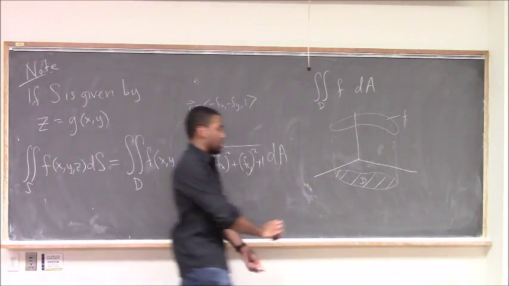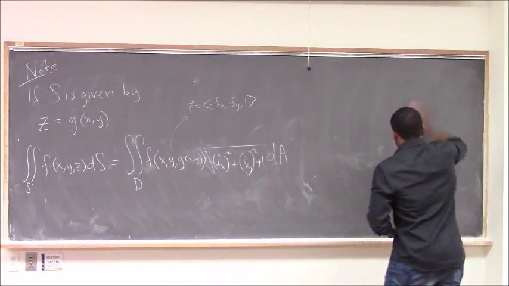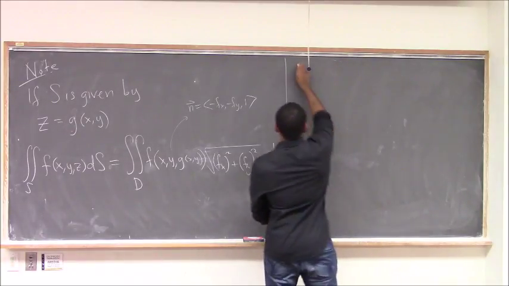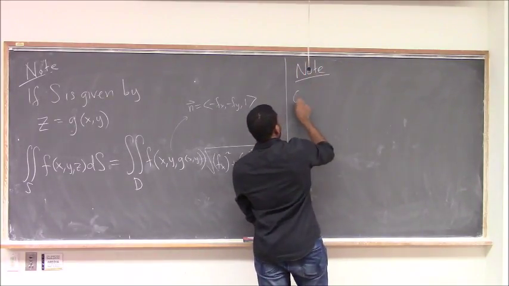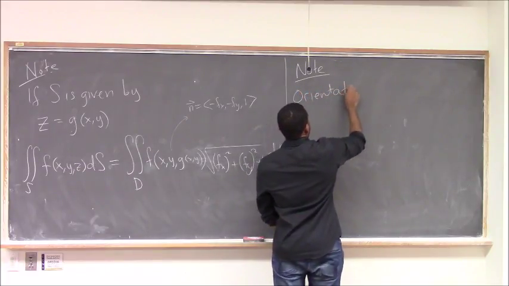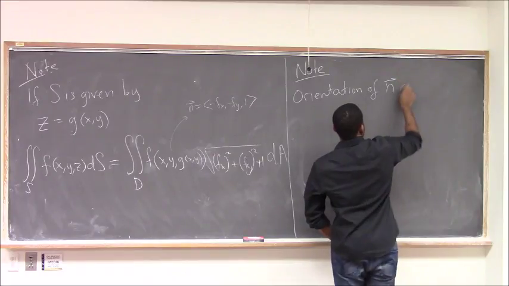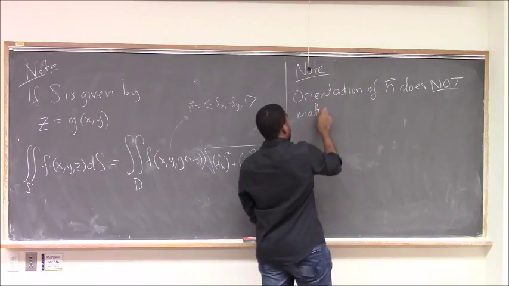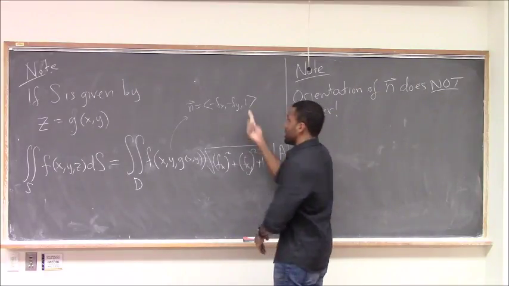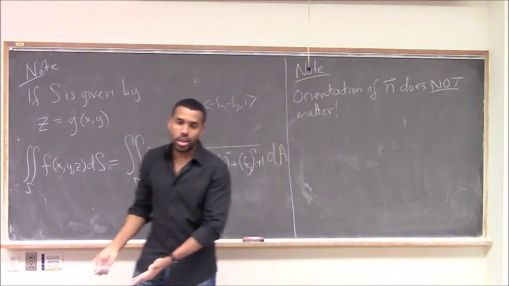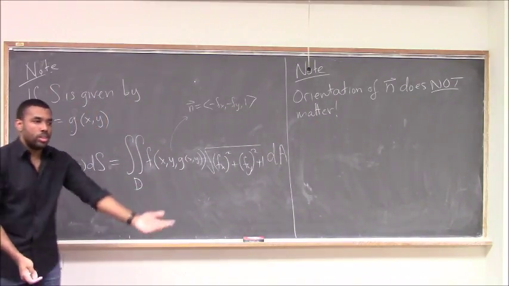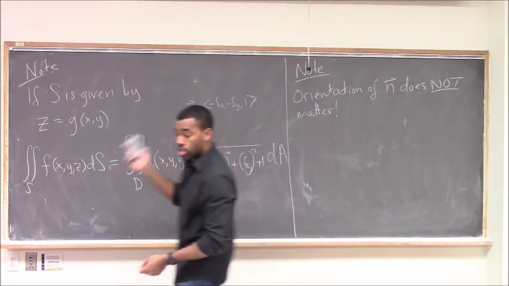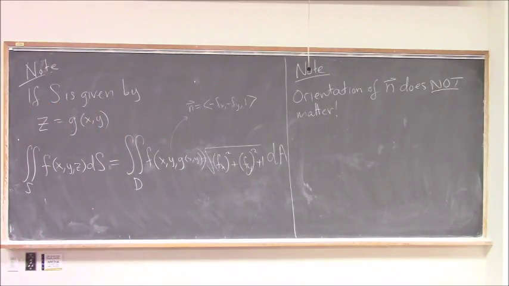We can also note here, which would be a nice thing to know, something that you don't have to worry about: the orientation of n does not matter. So whether you give me the vector that's pointing up or down, I don't care, because what I care about is the magnitude of that vector. I don't care what direction it's pointing in particular. When we do surface integrals over vector fields, the direction that your normal vector is pointing is going to be important.